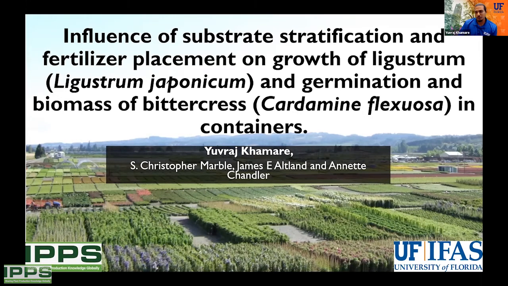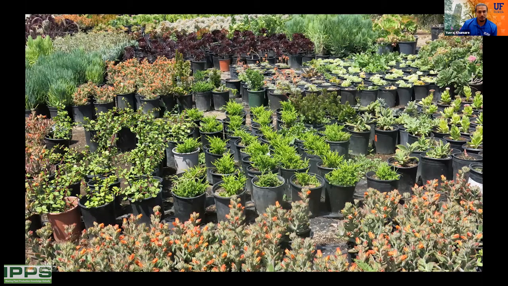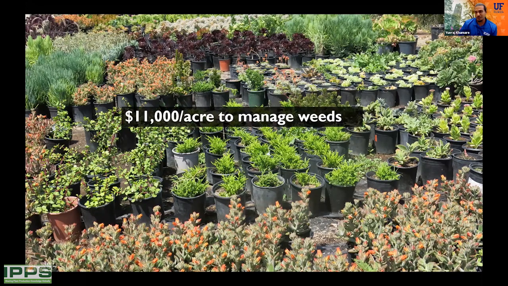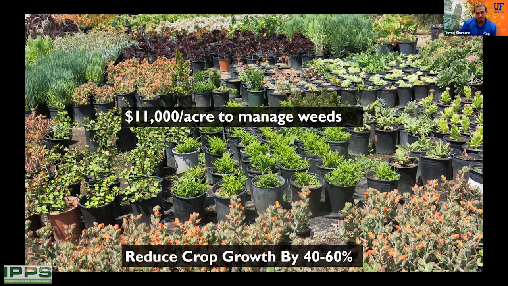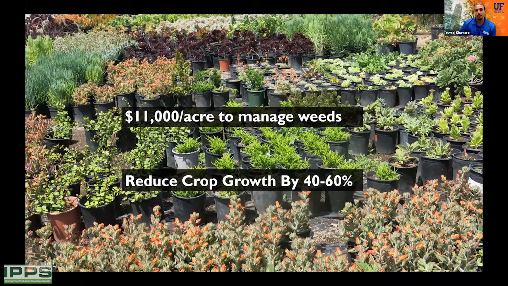So as most of us know, weed management is one of the costly and challenging aspects of container nursery. On average, a nursery grower spends about $11,000 per acre per year just to manage weeds. And research has shown that even a single weed can reduce crop growth by almost 40 to 60% in just one season. So to fight this, nursery growers depend heavily on herbicides and supplemental hand weeding.